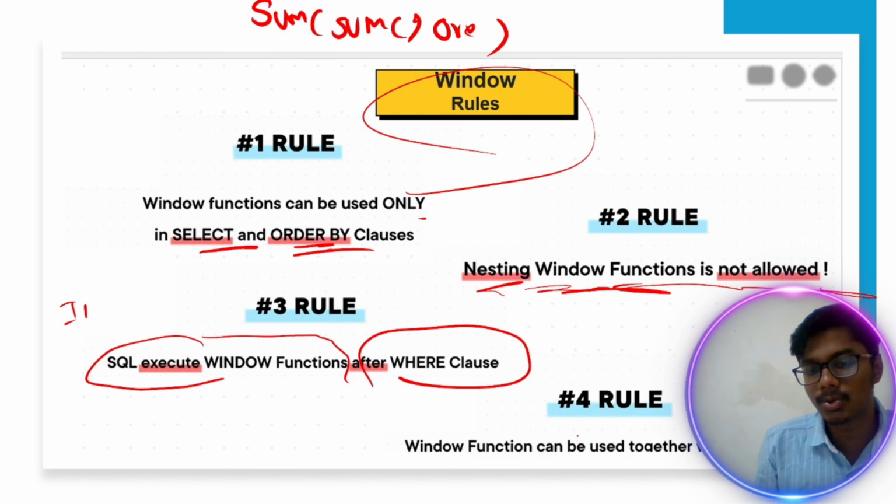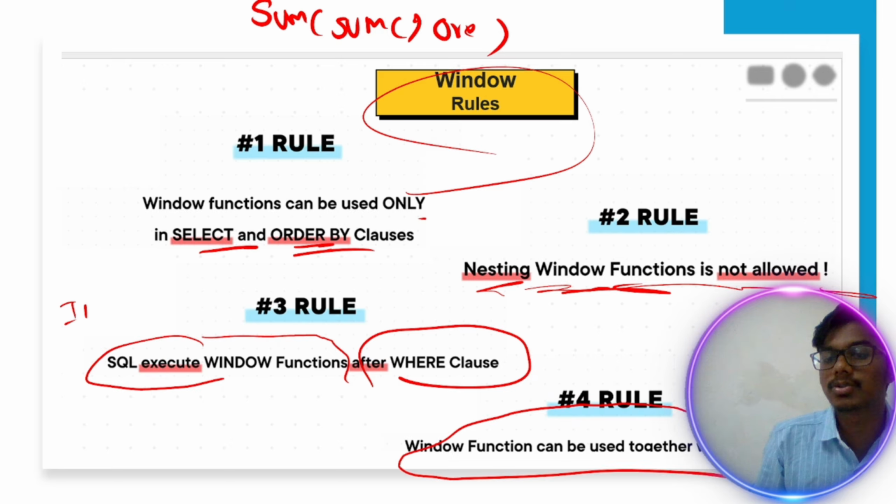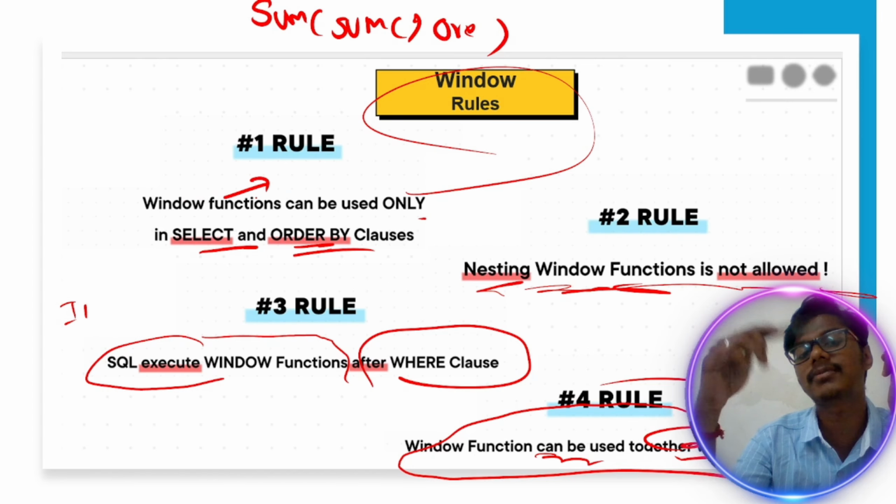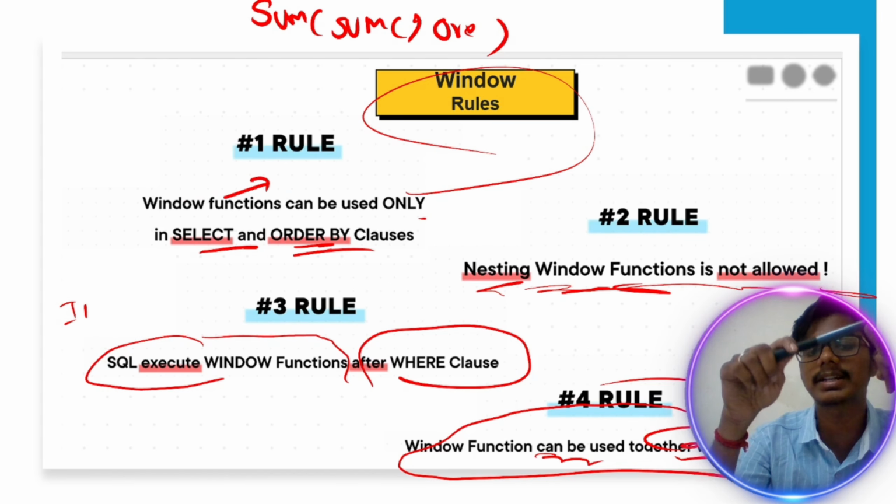Now let's dive into the fourth rule: window functions can be used together with group by. It can be used with group by. Together we can use group by. The first rule, what is the first rule? Window functions can be used only in the select and order by clause.